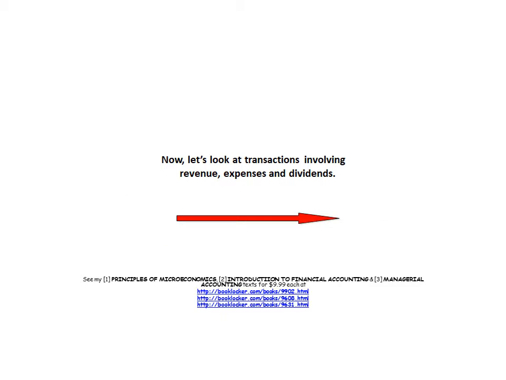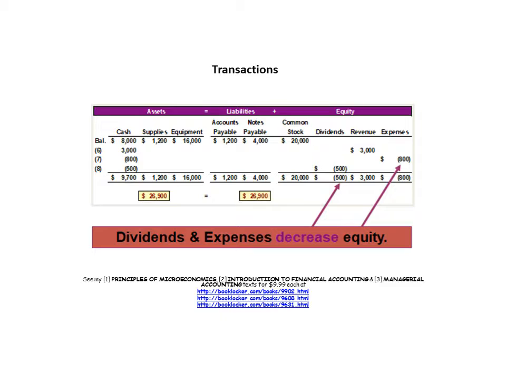Now this is going to be a little bit more fully developed equity section. We're going to look at transactions involving revenue, expense, and dividends. So there's a 6th, 7th, and 8th transaction. These are a little more complex. Notice how the equity side, I've expanded. It's not just common stock over there. It's also revenue, expense, and dividends.